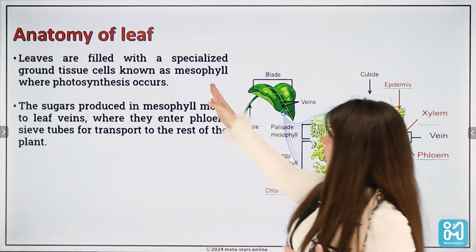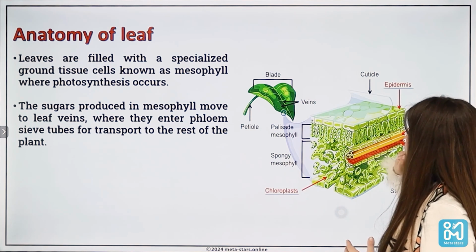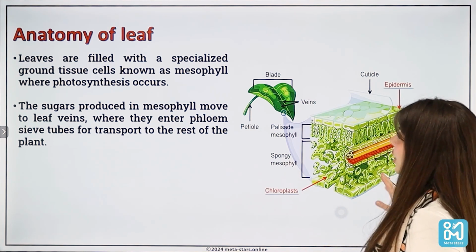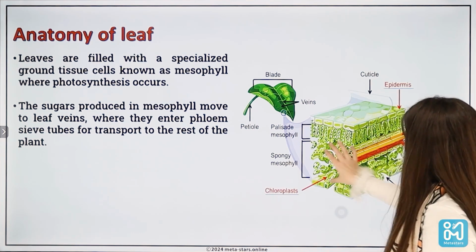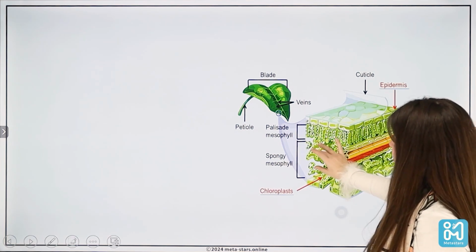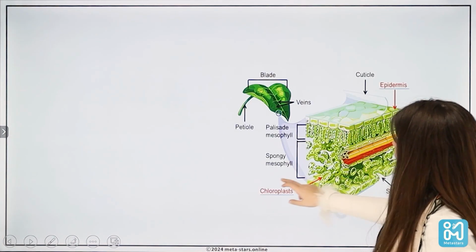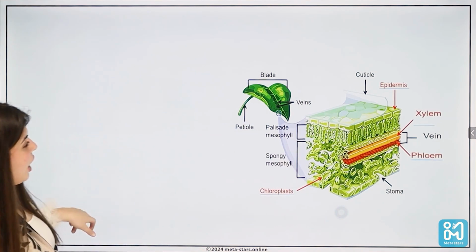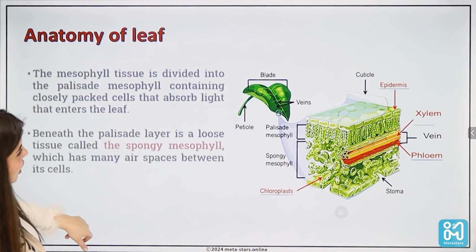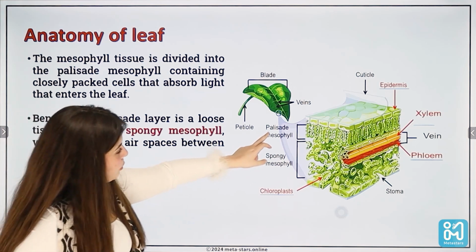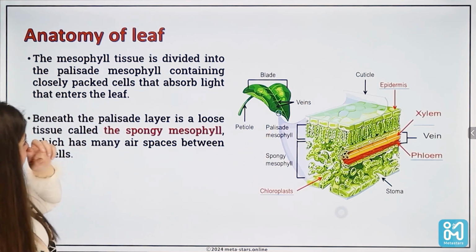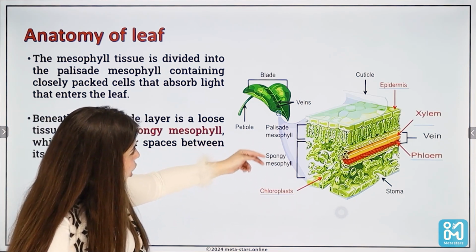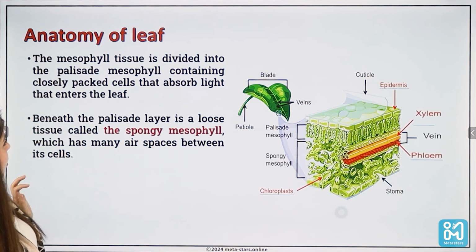So guys, leaves are filled with a specialized ground tissue cell called mesophyll. Mesophyll, spongy mesophyll. So we have two types, okay? We have a spongy mesophyll and a palisade mesophyll. Palisade, spongy, okay? So the palisade and spongy are part of the leaf, okay?